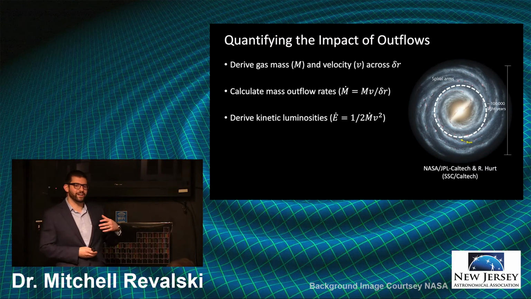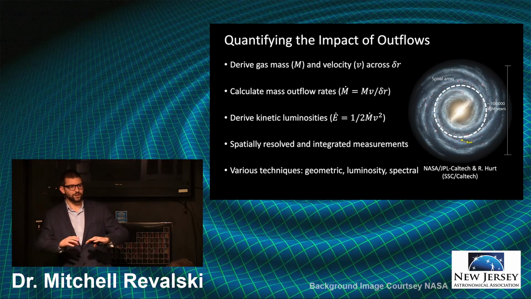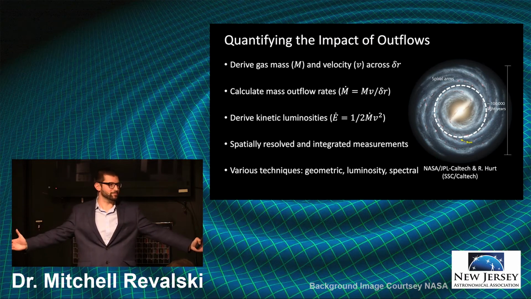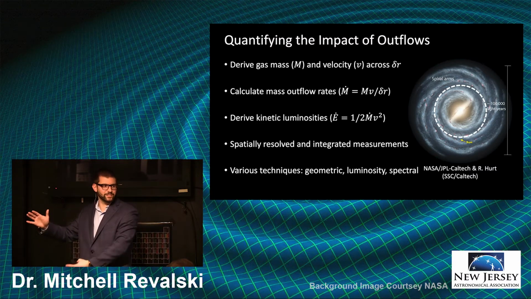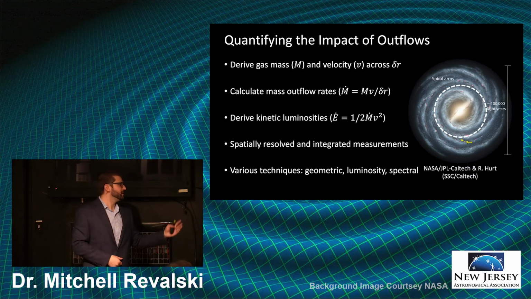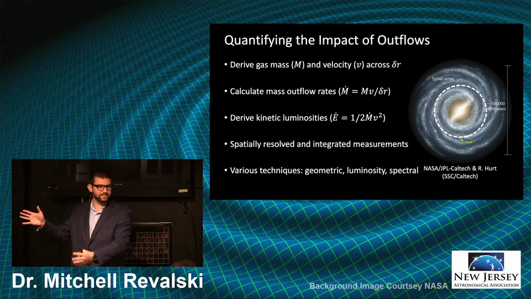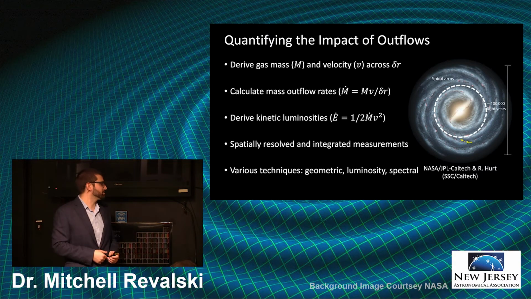So we want to go ahead and determine the amount of material that's in these outflows, how fast it's moving, and that's going to let us calculate a couple different quantities. The first one is the mass outflow rate. This is basically if you are standing at some distance from the supermassive black hole and you measure the amount of material that's sweeping by you. It's just like the flow rate through a fire hose. In this case, we measure it in solar masses per year. So we're just measuring the amount of gas that's being swept away from the supermassive black hole.